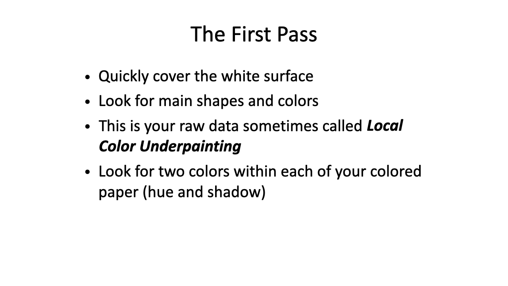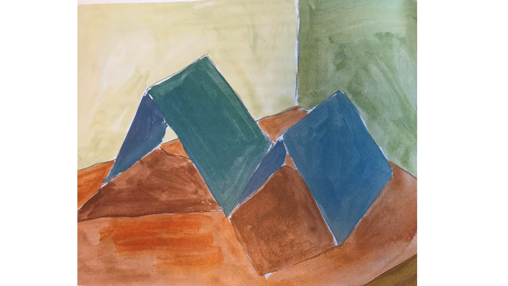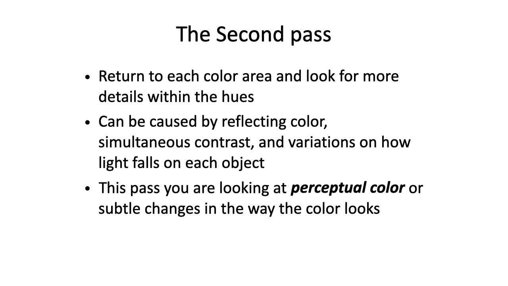So remember, as you're looking at the piece, it should be kind of looser, washier. You're just blocking those main shapes out after you finished your underdrawing. The second pass, you're returning to each color area and looking for more details within the hues themselves.